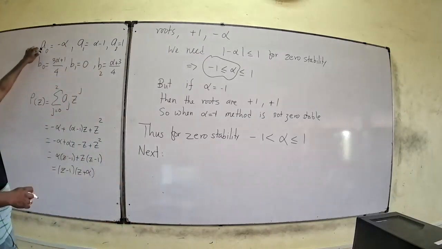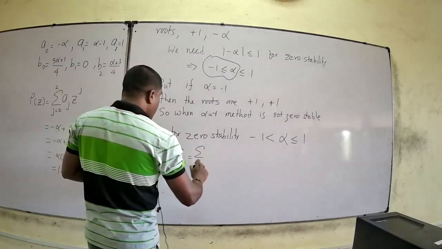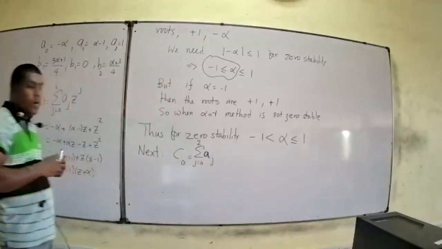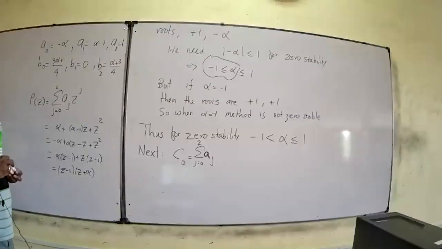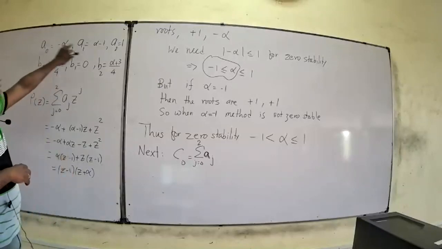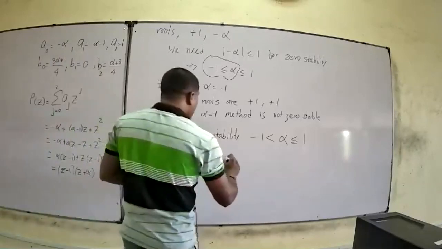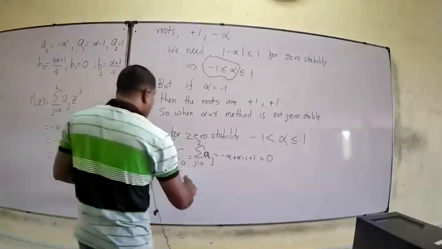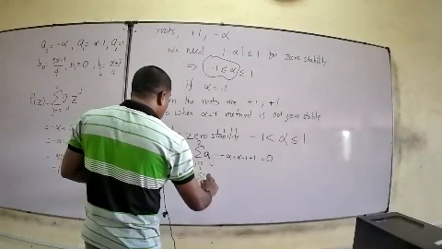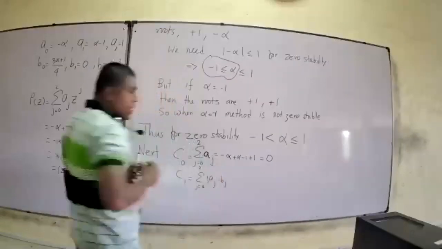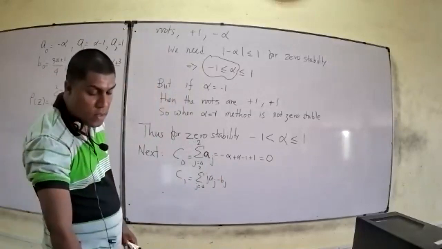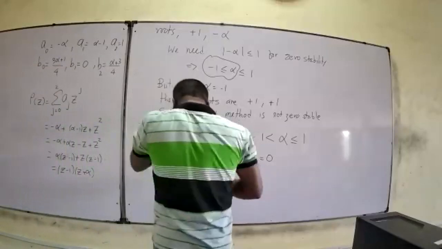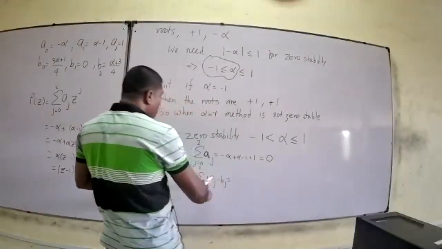Next, you try to find C naught. And C naught is equal to the summation of j running from 0 to 2 of a_j, right? So that is obvious. Minus alpha plus alpha plus 1 plus 1. So that's clearly 0. You know that, right? And then C1, the summation of j times (a_j minus b_j). Right, so that you can simplify. So j equals 0 is gone.